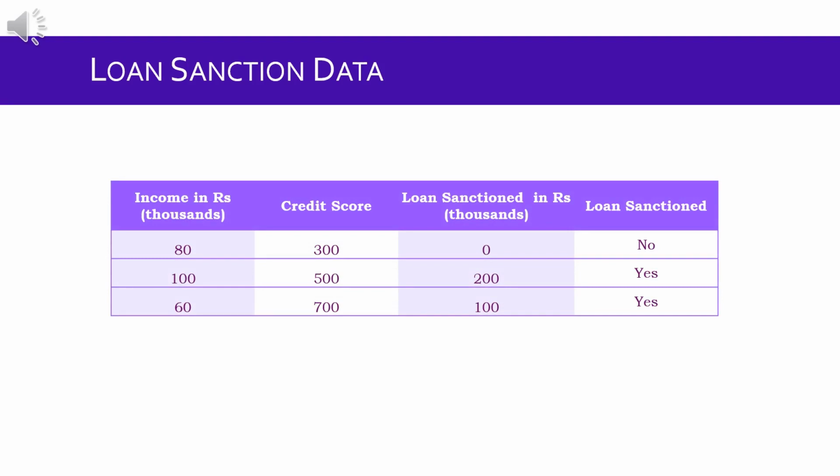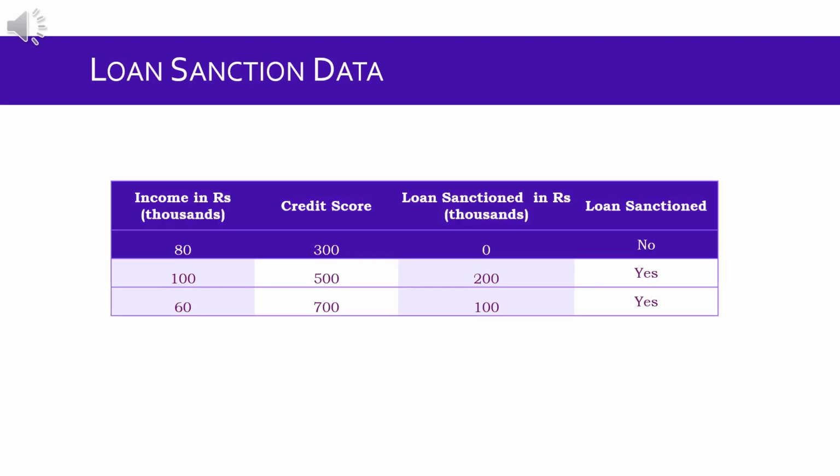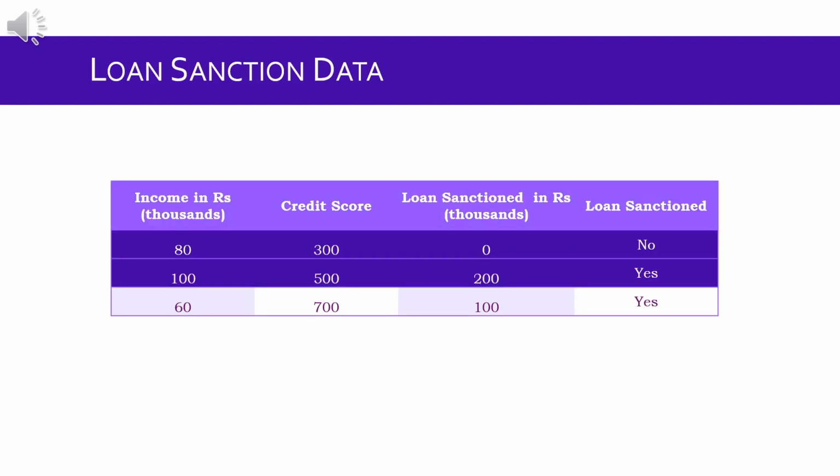The group-wise element count in each split is given by 1, 2 and 2, 1. In the first split, 300 is in group 1 and 500, 700 are in group 2. In the second split, 300, 500 are in group 1 and 700 is in group 2.